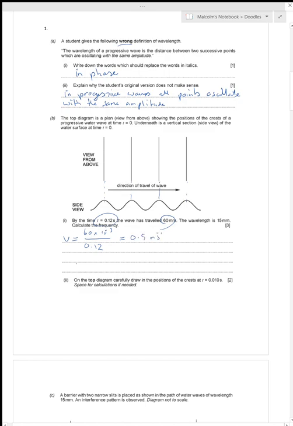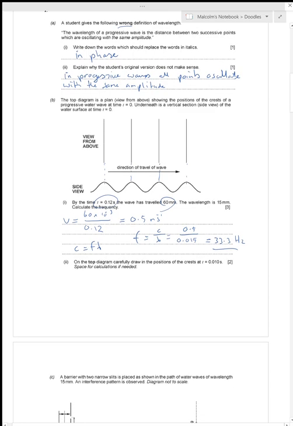And then we can use the wave equation, c equals f lambda. Frequency is what we're trying to find, so let's rearrange that for frequency. That was c over lambda. So 0.5 divided by the wavelength, 0.015. So what is that? That's 0.1 over 0.03. That's 33.3 hertz.